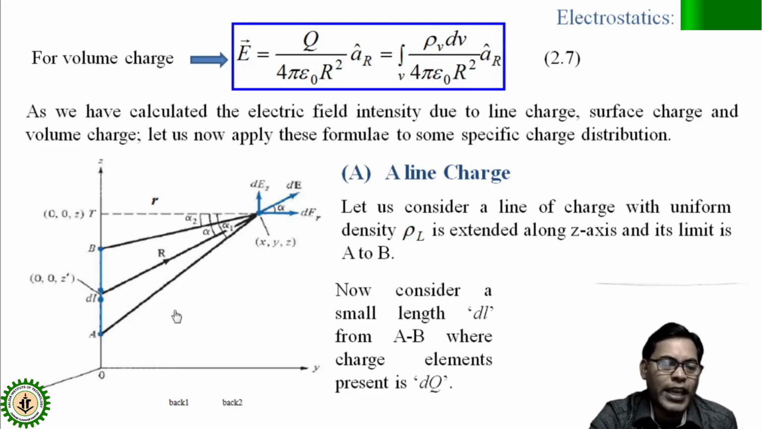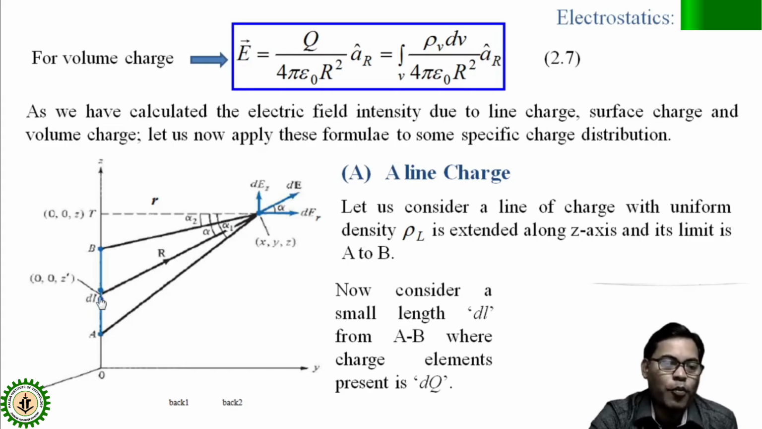So to calculate the electric field intensity at this point, and the coordinate of this point is x, y, z, first what we are going to do is consider a small length dl, and its coordinate is given by 0, 0, z prime.